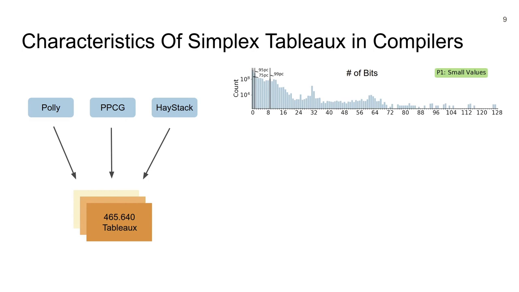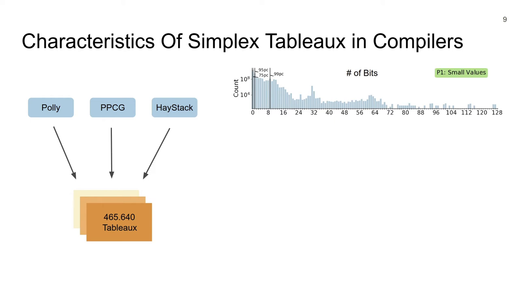We first look at the number of bits across the individual coefficients. In program analysis, coefficients can become almost arbitrarily large. We can see coefficients with up to 127 bits in our analysis. However, we also observe that more than 99% of the coefficients require less than 9 bits. Hence, we typically have small values.